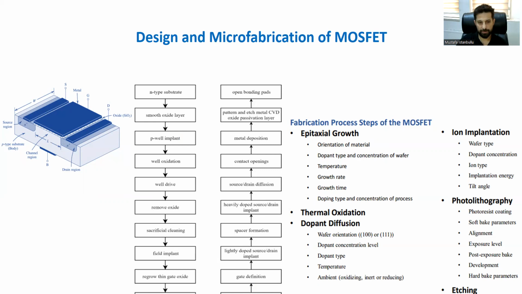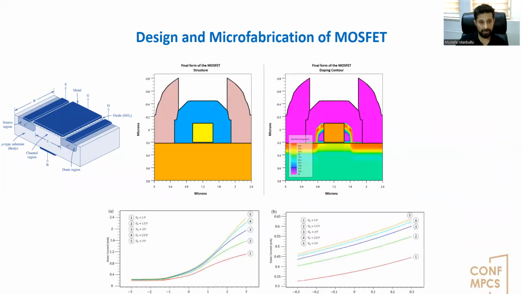General microfabrication steps are written here: epitaxial growth, thermal oxidation, dopant diffusion, ion implantation, photolithography, etching, and metallization processes. These itemized parameters, like temperature, dopant type, or the others, are the inputs of each of the processes. And these figures show the structure of the depletion type MOSFET and its characteristic current and voltage curves under different operating voltages.